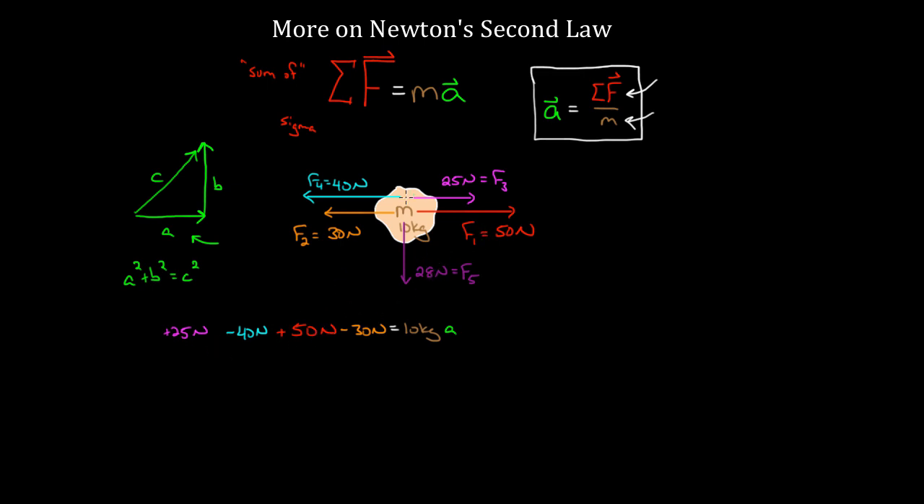But here's what you could do. You could take only horizontal forces, deal with those in the horizontal direction first, and only vertical forces and deal with those in a vertical direction. So it's the same trick we always play as physicists. We say, all right, we're going to divide and conquer.